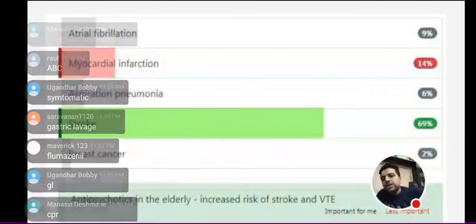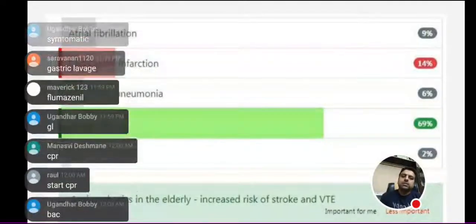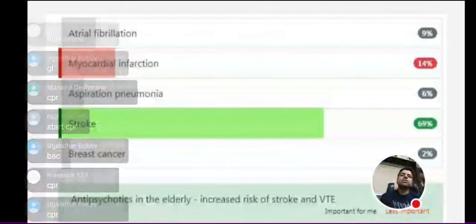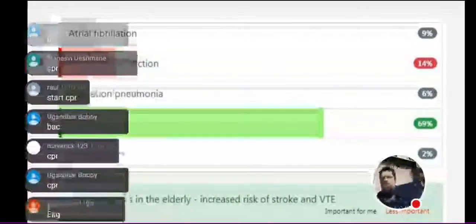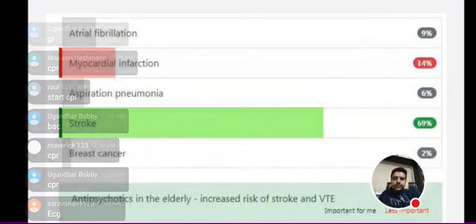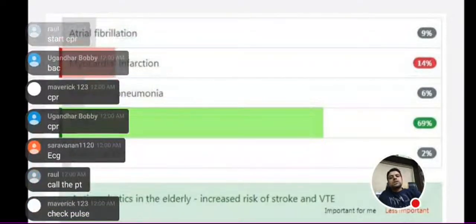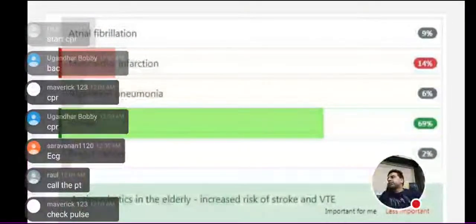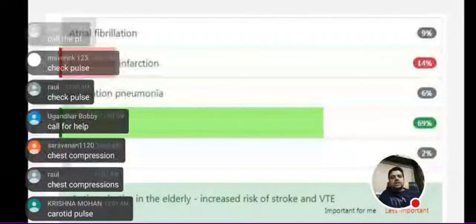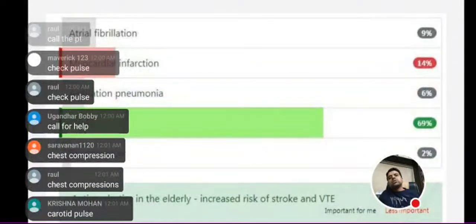What is the first step in CPR? Start CPR. ECG. Okay. If somebody collapses, call for help. Ask for help. No carotid pulse check, no chest compression, nothing. In CPR, the first step is help.